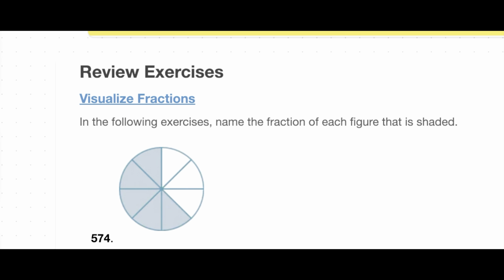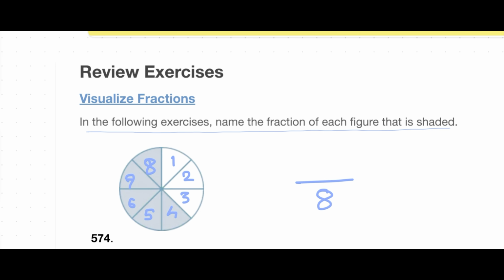So first question, without wasting any time. They are asking, in the following exercises, name the fraction of each figure that is shaded. So which fraction is shaded? This is the question. How many parts are there? First we will see how many parts are there. So 1 2 3 4 5 6 7 and 8 parts. They have made 8 parts of a circle.